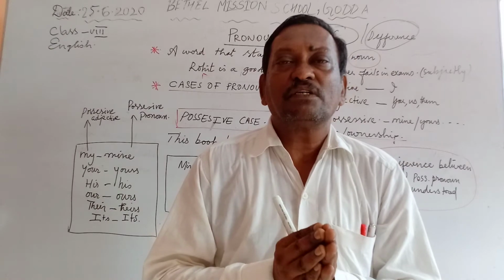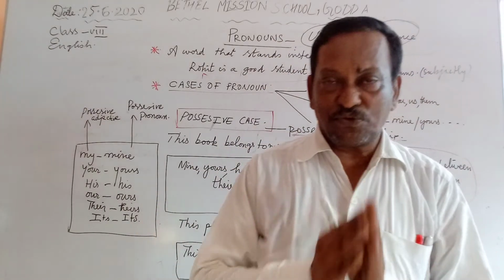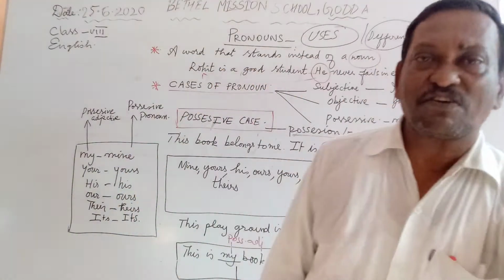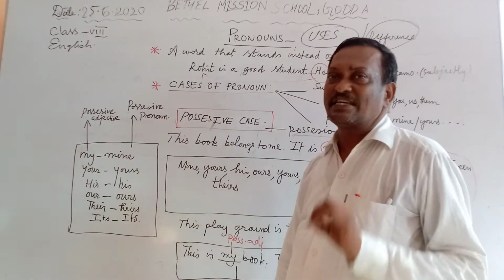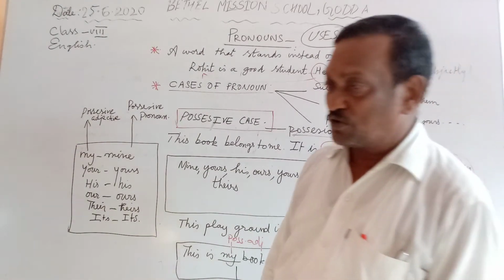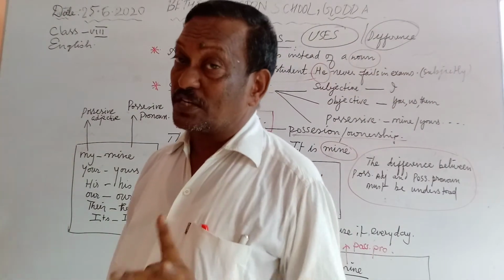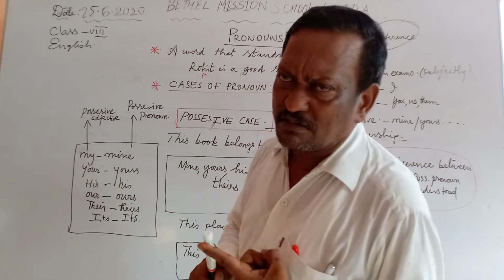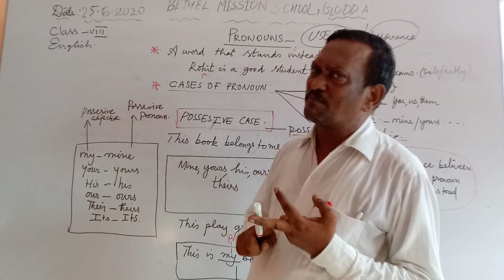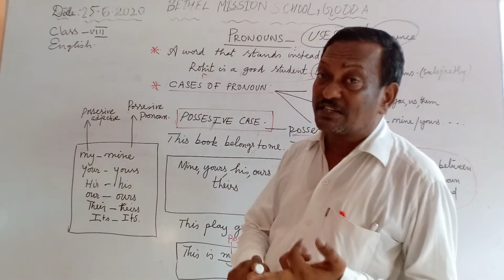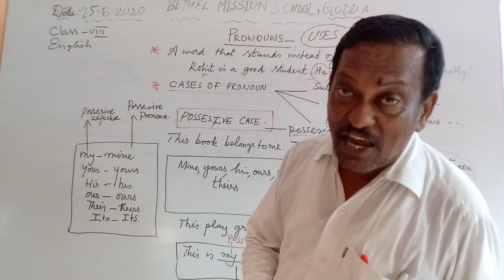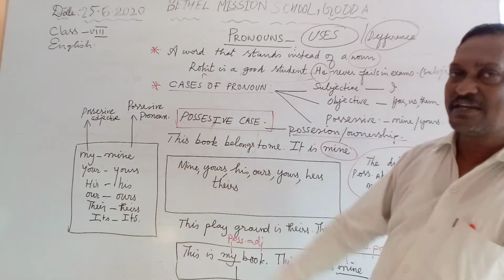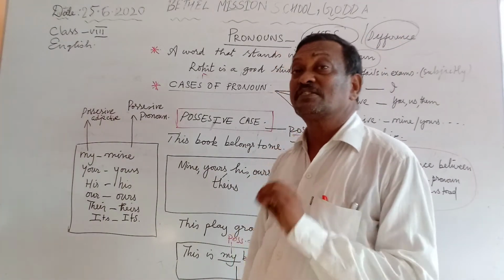So when a pronoun is used as an object, or if it is used in the place of an object, you can say it is in the objective case. So remember, when the pronoun is used as a subject, it is used subjectively and therefore we call it the subjective case. When the pronoun is used in the place of an object, it is used objectively and therefore it is in the objective case. So today we are going to discuss another case, that is the possessive case.